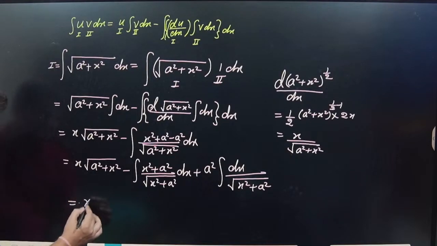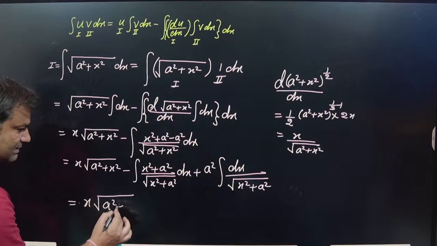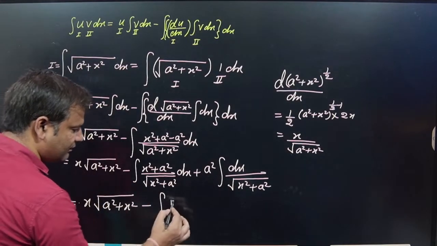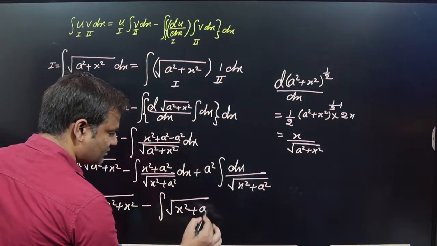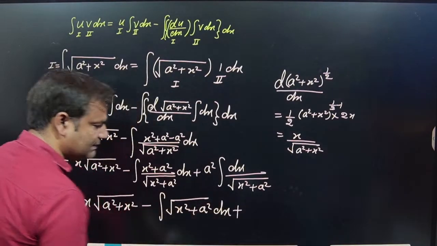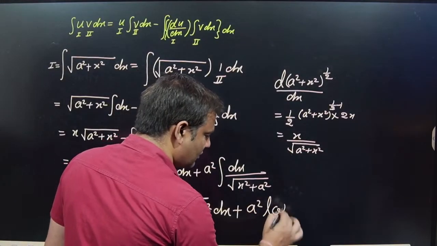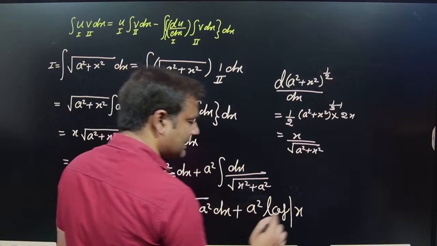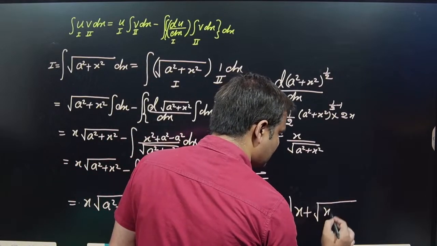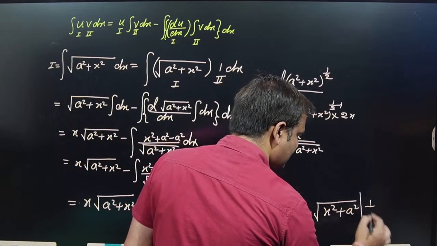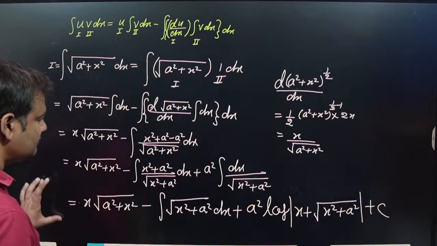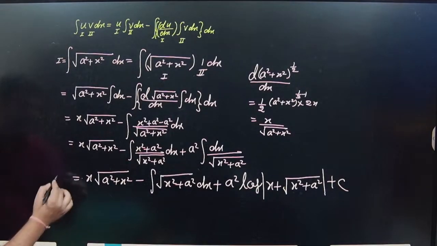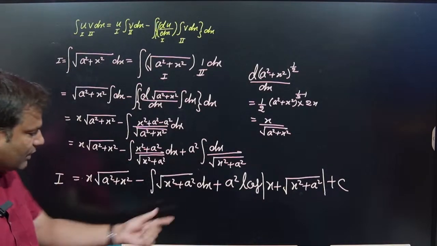That part is x under root a square plus x square, and what about that value? Simply the integration of under root x square plus a square dx, and this one is basically log of modulus of x plus under root x square plus a square plus c. Okay, after that, this is I, and what about that value?